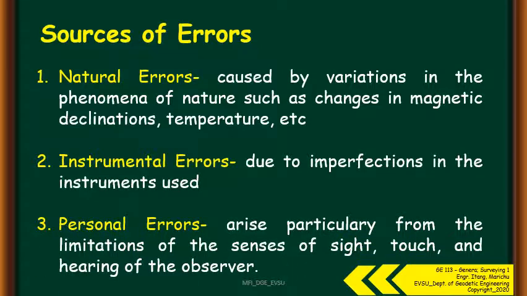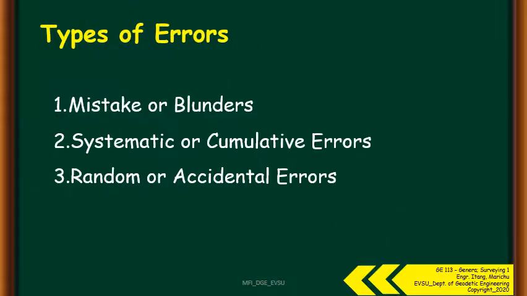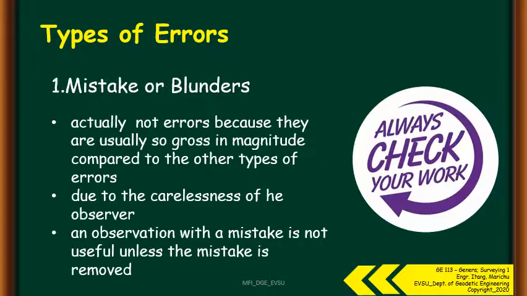And we have here the personal errors. This arises particularly from the limitation of the senses of sight. For example, yung GE natin is di masyadong clear yung paningin niya, and yung graduation ng ating rod, hindi masyado niyang mabasa, or the touch and hearing of the observer, hindi masyadong clear. So, it can cause some of the errors. So, the types of errors, we have the mistake or blunder. Itong pangalawa is the systematic or the cumulative, then random, which is also called accidental error. So, let's start kay mistake or blunder.